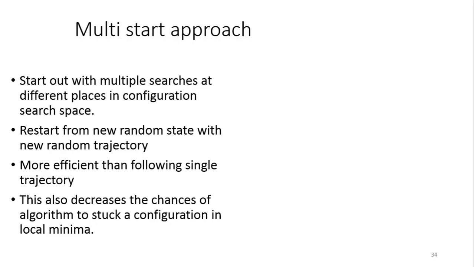Here we start out with multiple searches at different places in the configuration search space. Let me give you an example in order to understand this concept. Say you want to find the highest elevation on Earth. If you have been given this task, and you yourself did the Monte Carlo search, you become an agent, and say you are in Pune now, which is some 560 meters above sea level.